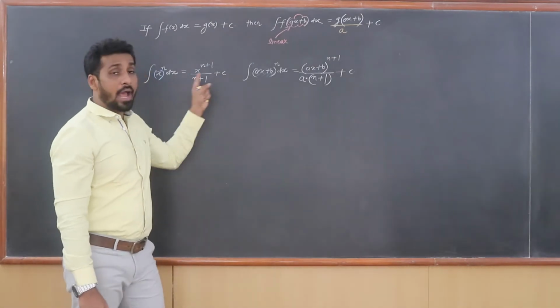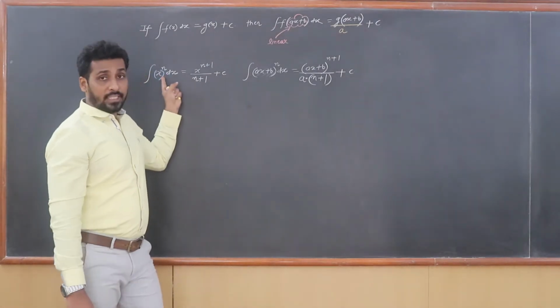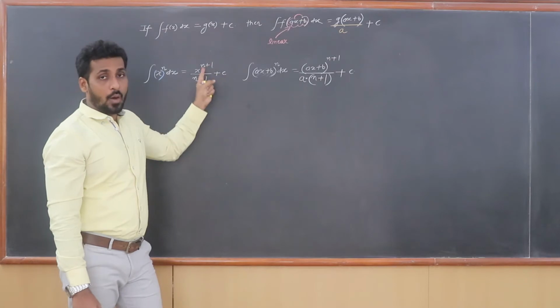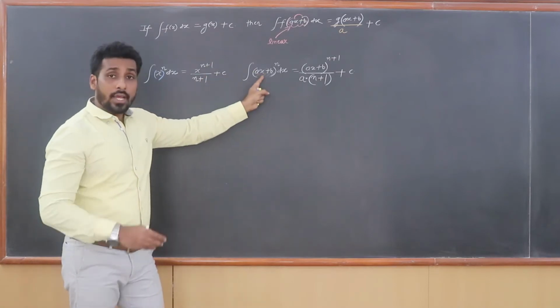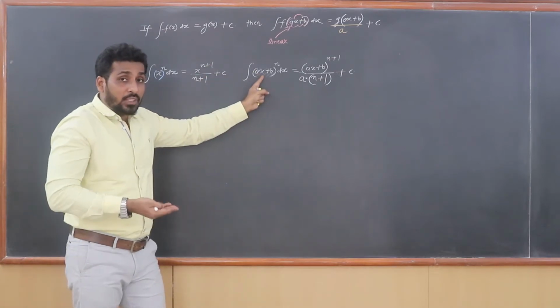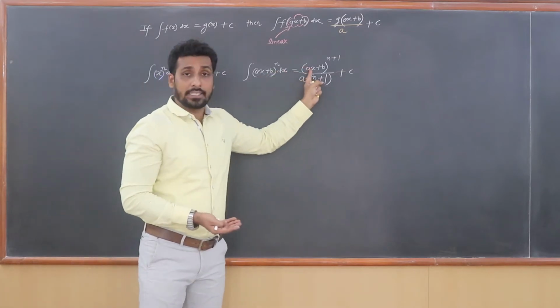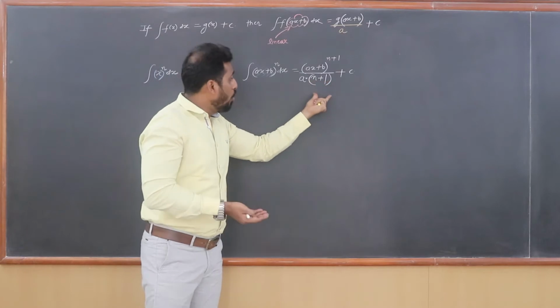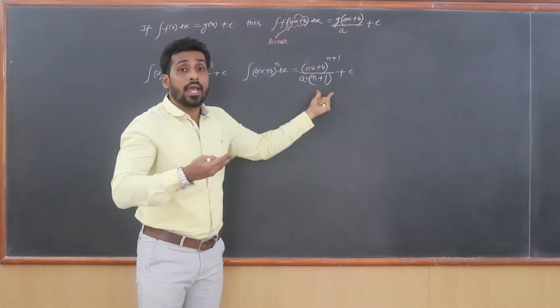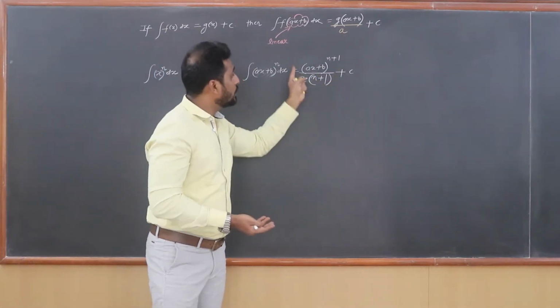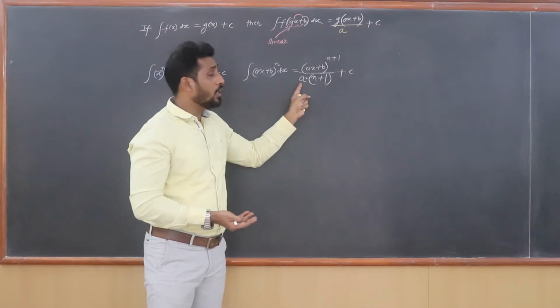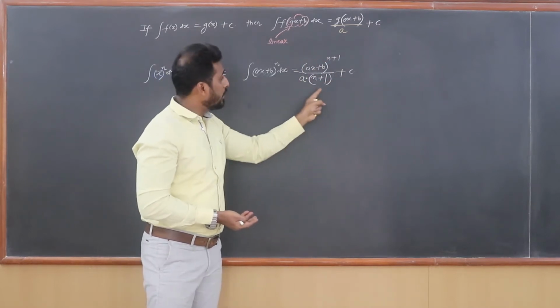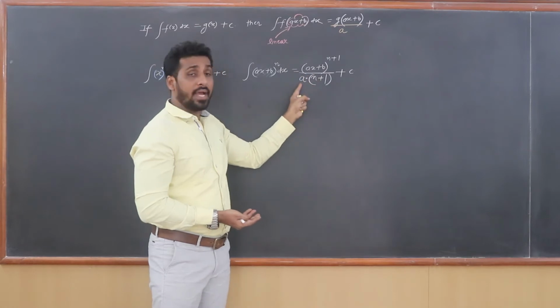So did you observe what happened? Integration of x raised to n was x raised to n plus 1 upon n plus 1. So x is getting replaced with the linear expression ax plus b. Answer remains same. Ax plus b raised to n plus 1 upon n plus 1. Always remember the coefficient of x. Divide the entire answer by the coefficient of x, which is a over here. So hence the entire answer has been divided by a.